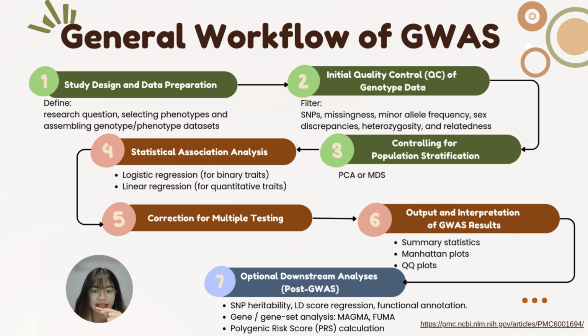Second, in the GWAS stage, we run the actual association test. Each SNP is tested using regression models, which are linear for continuous traits and logistic for binary traits. We then apply multiple testing corrections like Bonferroni or FDR to control the false positives. Finally, we interpret results using summary statistics, Manhattan plots, and QQ plots.